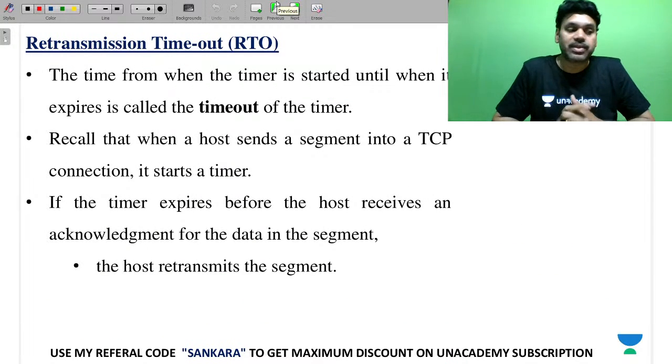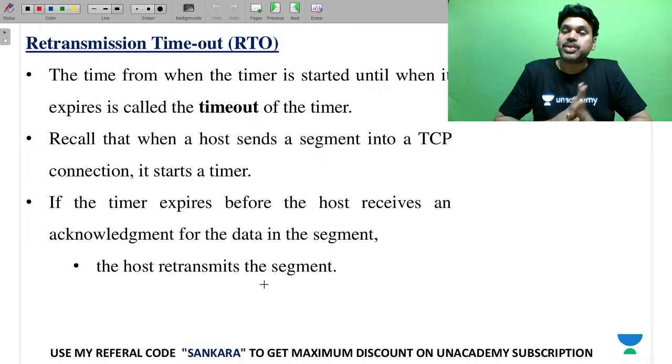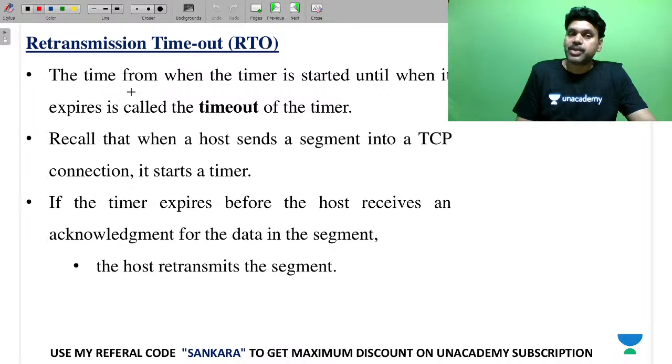And the last one is retransmission timeout. There are two algorithms to compute retransmission timeout. One is a basic algorithm, the other one is the Jacobson algorithm. We will look into what the basic algorithm and the Jacobson algorithm are saying. The time from when the timer is started until when it expires is called the timeout timer, naturally.